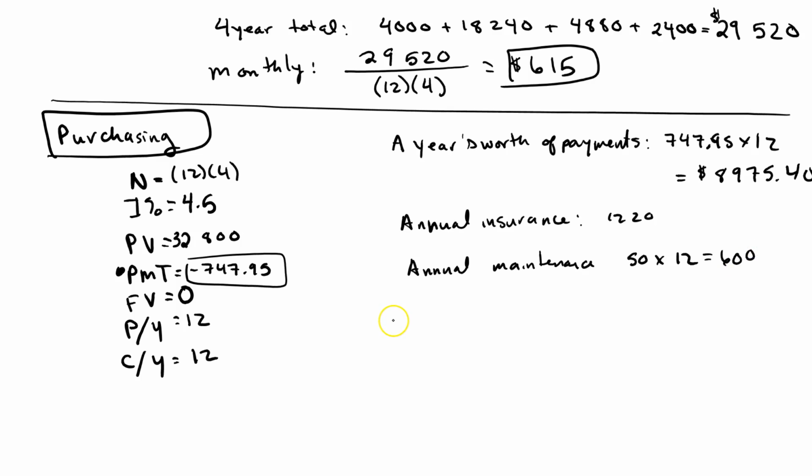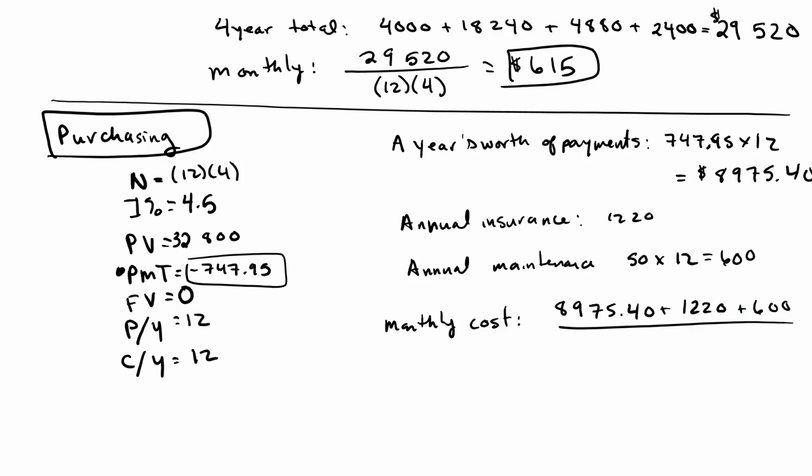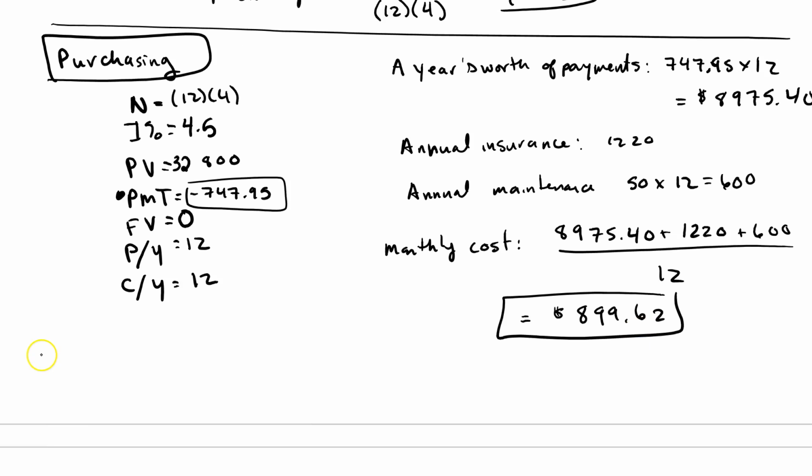So then the total monthly cost is going to be $8,975.40 plus 1,220 plus 600, and that's the annual cost, divided by 12. We're going to get a total of $899.62. So that's for purchasing. It looks like leasing is winning, but remember that equity piece. That's really important. What about leasing? Oh, sorry, what about renting? We did leasing already.